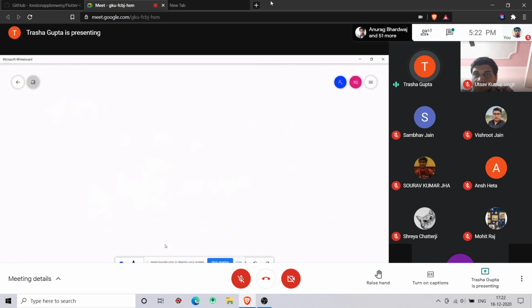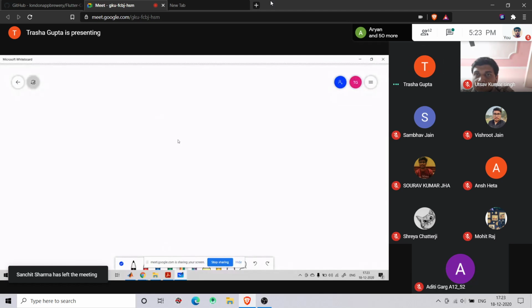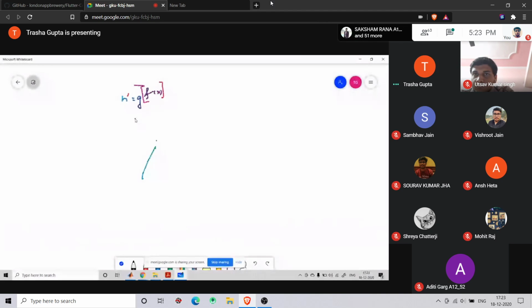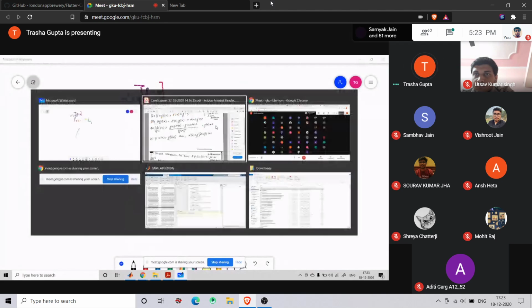इसमें हम बेसिकली क्या करते हैं कि अगर हमारे पास, so if I have h is equal to g of f(x), then if I want to take the derivative, so it is equal to g dash of f(x) into f dash of x, right?